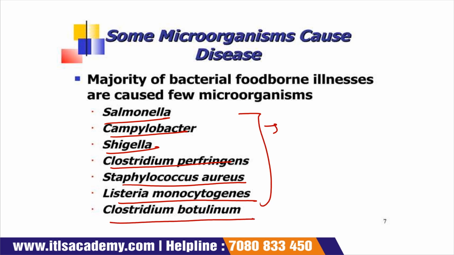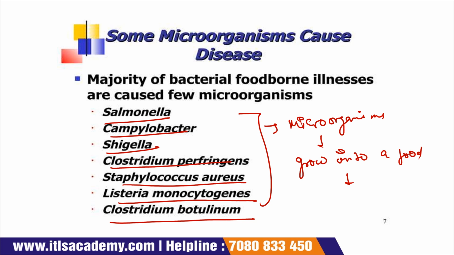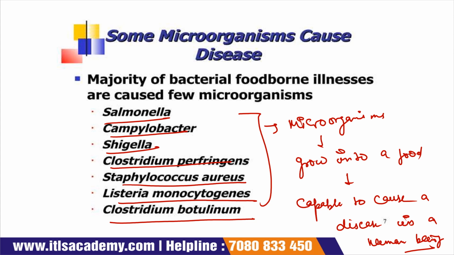They are the microorganisms which grow in a food and are capable of causing a disease in a human being. So they are either Salmonella, Campylobacter, Shigella, Clostridium perfringens, Staphylococcus aureus, Listeria monocytogenes, or Clostridium botulinum.